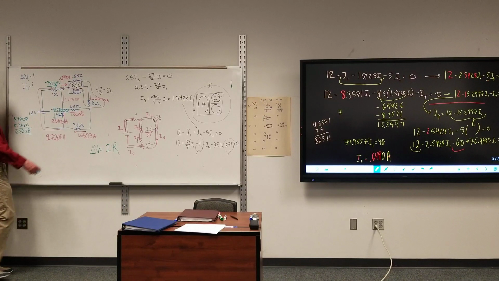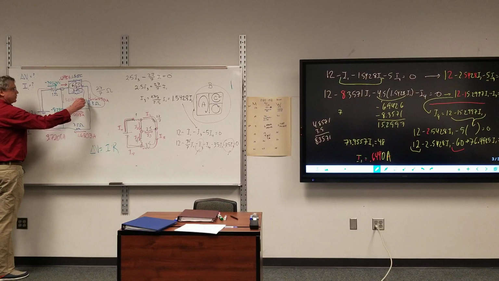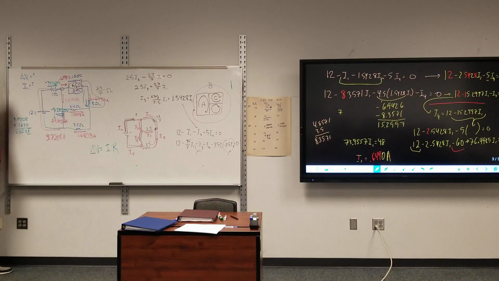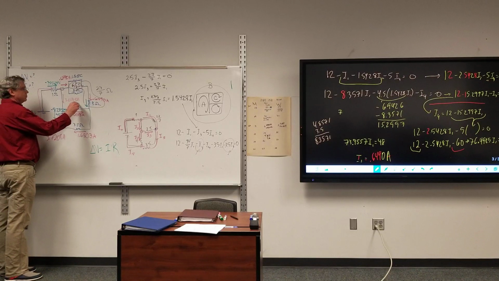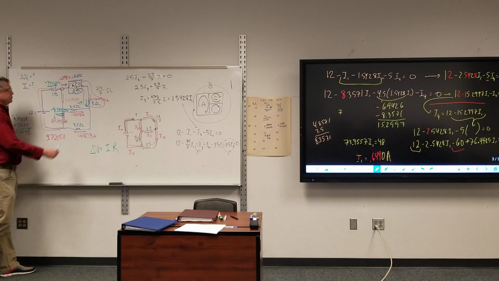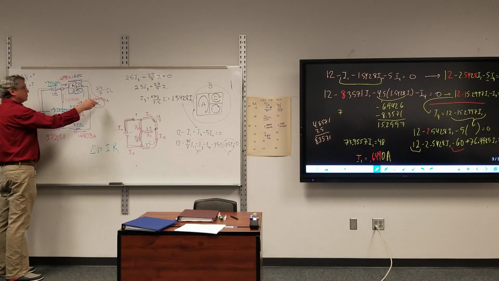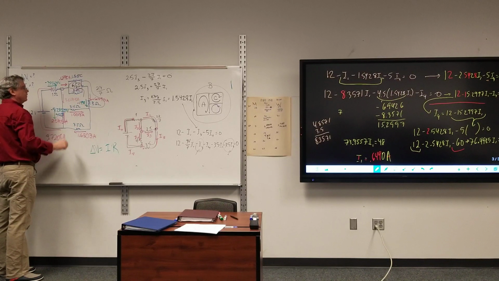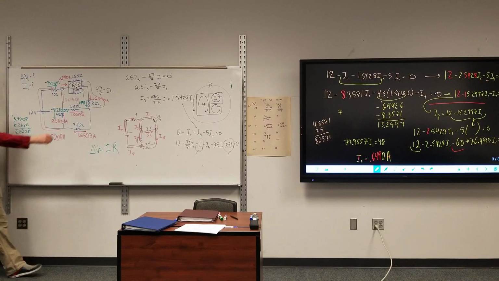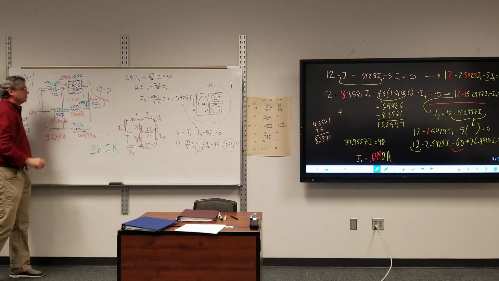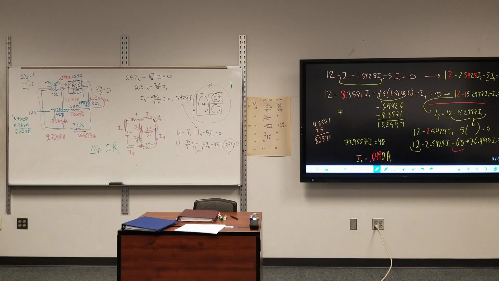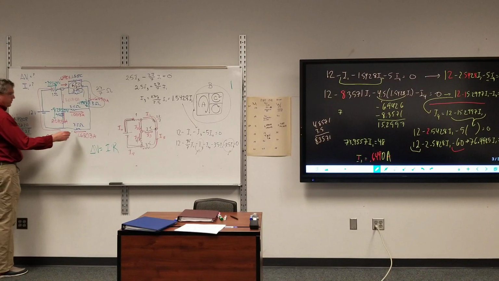All right, so what is the potential drop across this 3 ohm resistor? Negative 1.977 volts. What's the potential drop across the 3.5 ohm resistor?